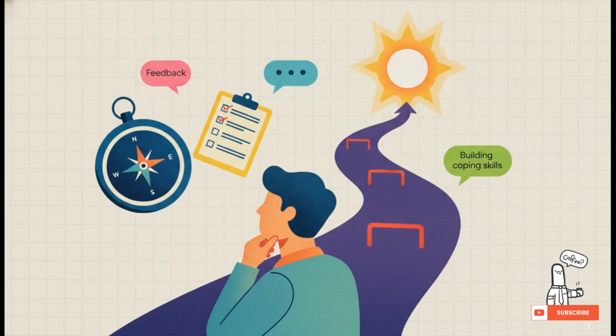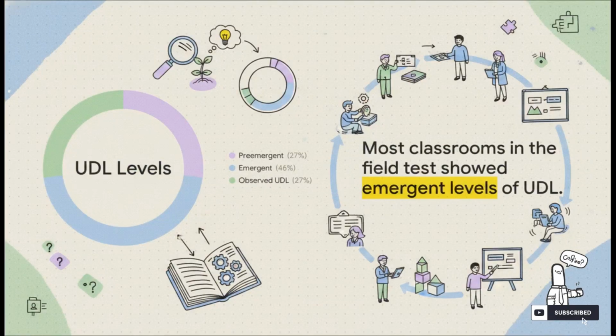Think about it. If students don't know how they're doing, there's no way they can strategically plan for their own challenges. We absolutely have to offer action-oriented feedback that helps them build their own coping skills. And as the field test data of this tool shows, most classrooms naturally start right there in the emergent phase. Implementing UDL is an iterative journey of continuous design, guys. It's definitely not an overnight fix. Almost half of the classrooms in the initial studies showed emergent UDL. And you know what? That is exactly where the growth happens. We just take a snapshot, we reflect, and we adjust for the next lesson.